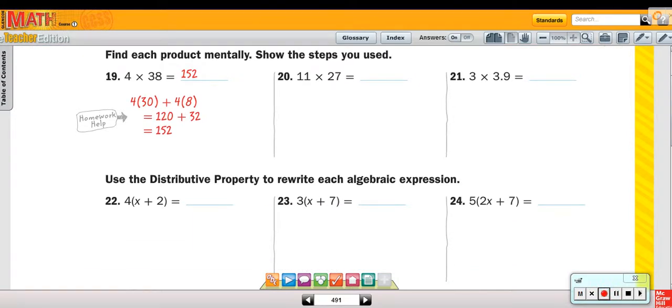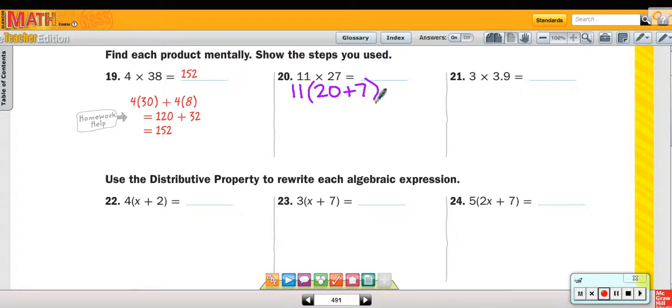So let's start with question number 20. Pencils in hand, ready to go with me. On number 20, we want to solve a simpler problem. So which part do we want to split up, the 11 or the 27? The 27. So we're going to take this 11 and remove it, and we're going to break 27 into what 2 factors? 20 plus 7. Very good.